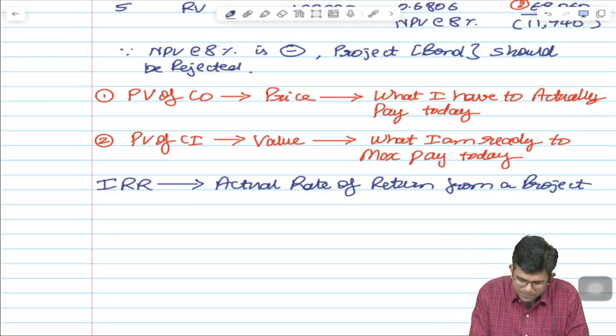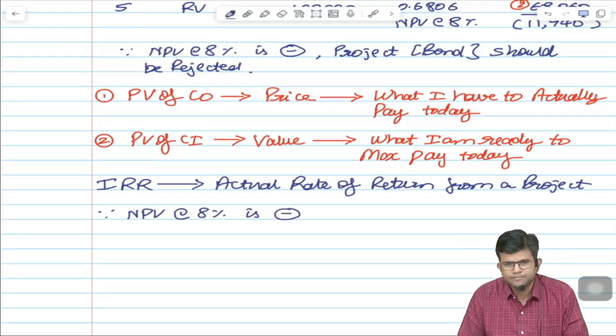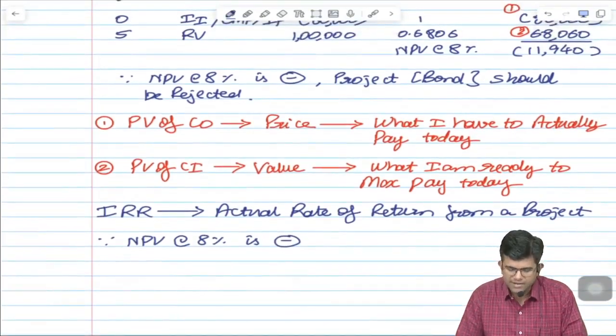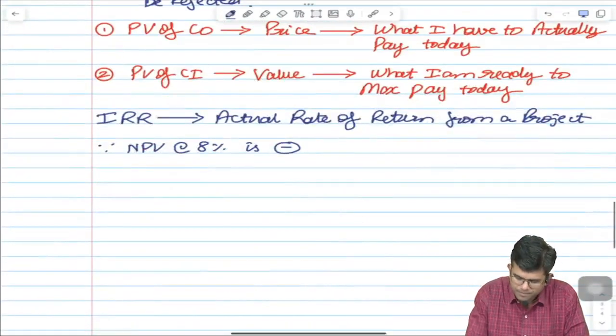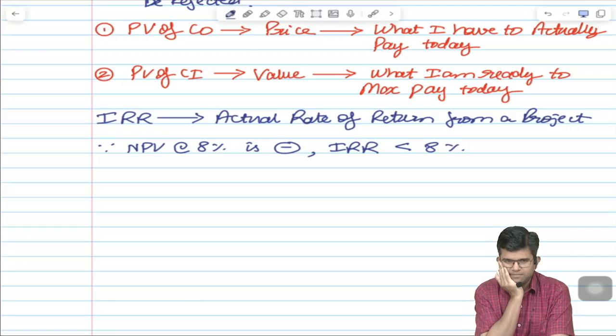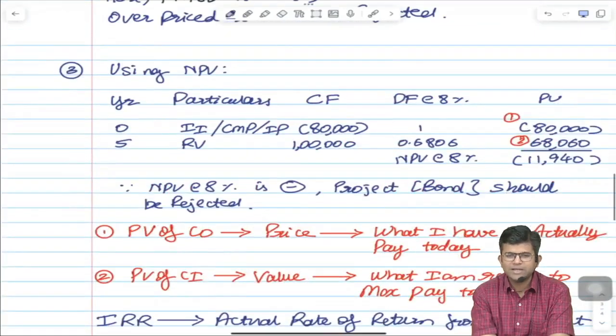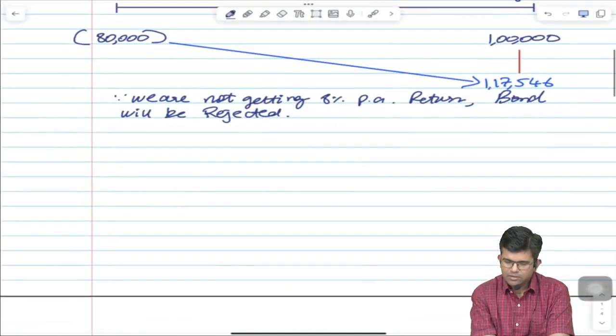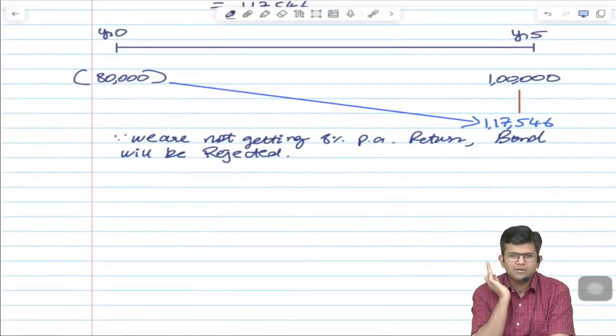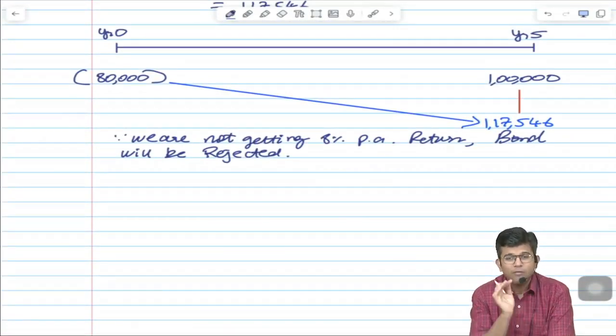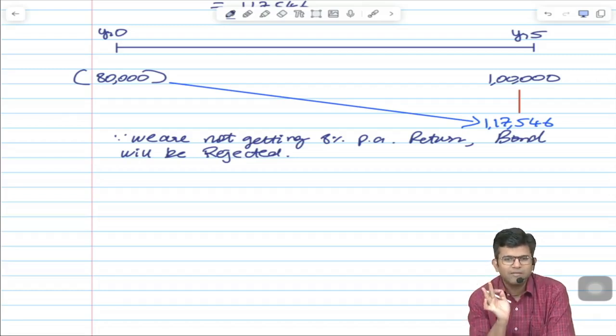Let's see if you understand my next line. Since NPV at the rate 8% is negative. Ready? Since NPV at the rate 8% is negative, did you understand? Understood? Do you realize why it is coming negative? It is coming negative because we are not getting 8%. Everyone clear, no? We are getting something less than 8%. Whatever we are getting is called IRR. Everybody clear?